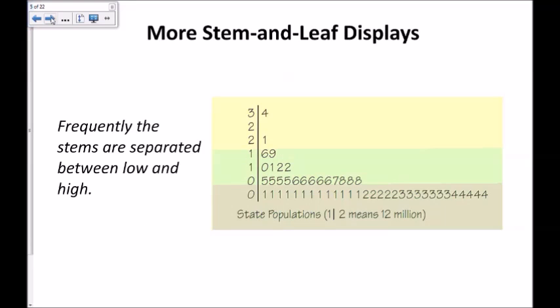Now, I want to point out that this happens somewhat frequently, in that when you have lots of numbers that are bunched together, we sometimes break up our stems to be more than one. So here are the smaller digits from 0 to 4, and here are the digits from 5 to 9. That happens all the way up, 0 to 4, and then 5 to 9. So you can separate them if there are lots of numbers that are bunched together.